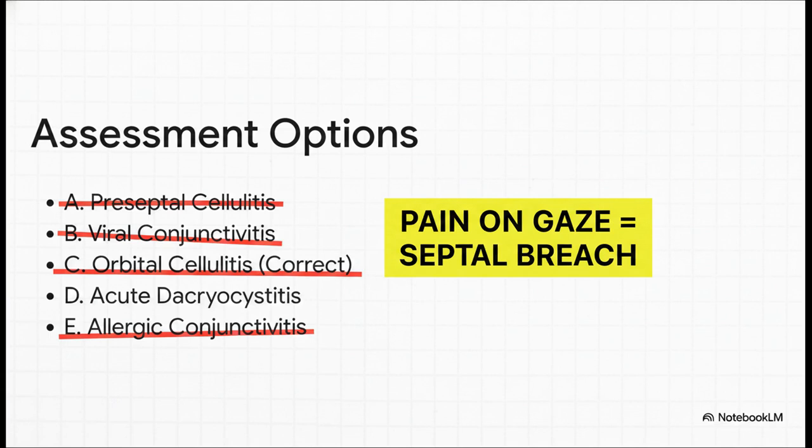Option D, acute dacryocystitis, is a localized medial canthal sac infection and it lacks proptosis. And option E, allergic conjunctivitis, is typically bilateral and itchy. Therefore, option C strictly matches our neuromuscular signature. This patient needs a CT scan and IV antibiotics right away to prevent permanent blindness.